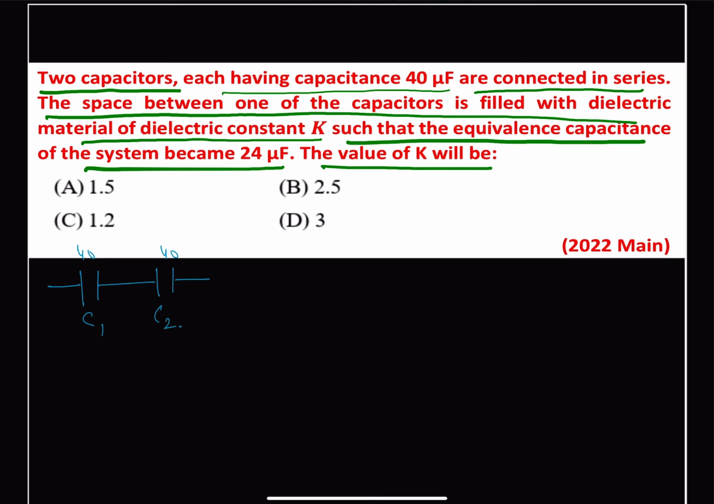And we can say our C1 is equal to C and C2 is equal to C. But in one of the capacitors, a dielectric is introduced. So let us suppose on C2 we have introduced a dielectric. So C1 is going to have the same capacitance, C1 will still be equal to C, but the capacitance of C2 is going to change. Let us suppose that is our C2 prime. This will be K times C, and we have a dielectric constant K.